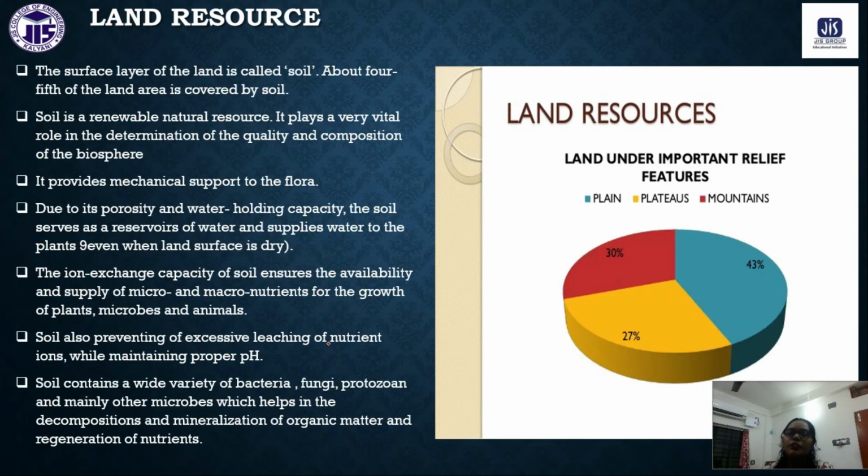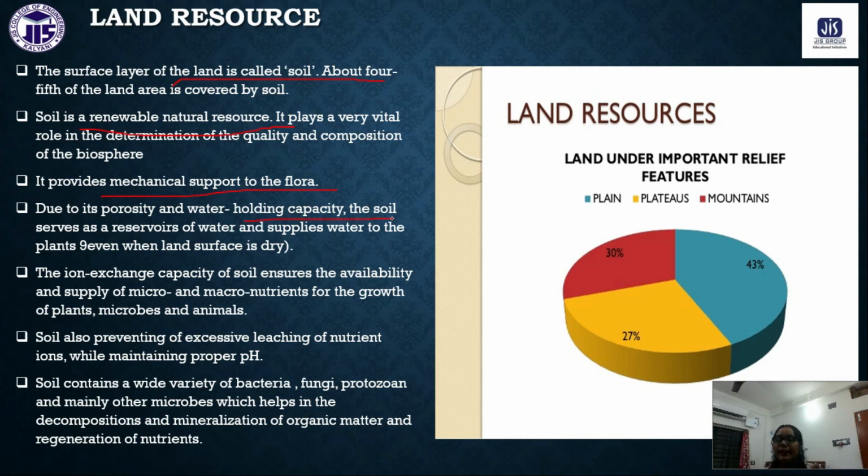Now, land resources. We all know that whatever we have, the land, rock, and soil, are all called the lithosphere. All are land resources. The surface layer of the land is called soil. The soil is a renewable natural resource. It provides mechanical support to the flora. Due to its water holding capacity, the soils are porous.